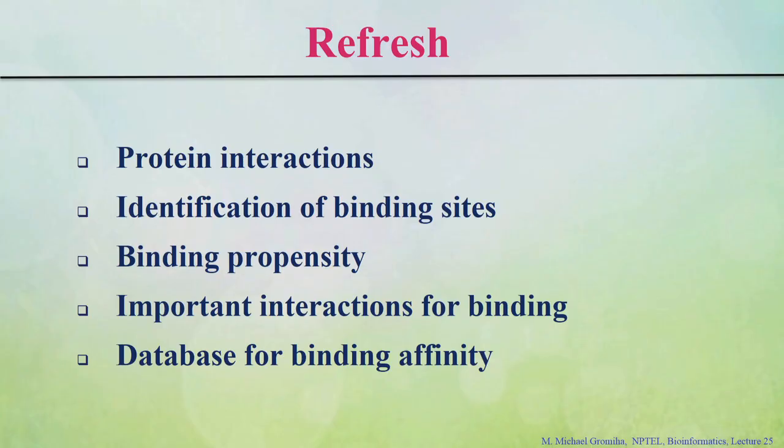In the last few classes, we discussed proteins, protein folding rates, protein stability and protein interactions, and specifically last class we discussed protein interactions. What are the different types of complexes? Protein complexes, protein nucleic acid complexes, protein carbohydrate complexes and protein ligand complexes. All these complexes are important for several functions, and we can identify the binding sites or the interface residues for any complex.